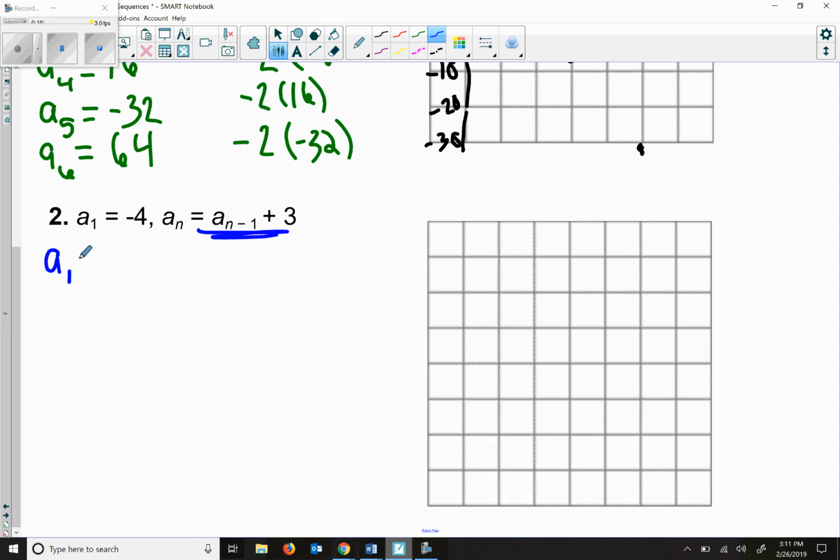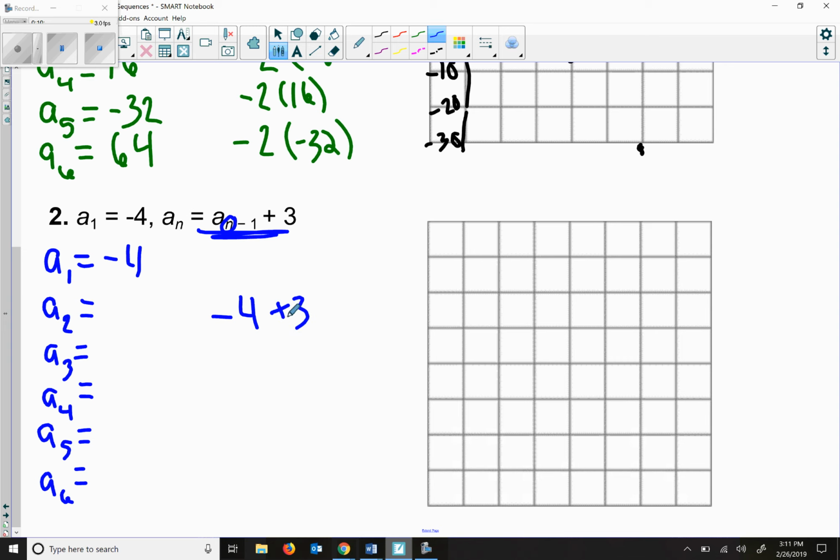Again, just kind of getting ourselves ready. Our first term is -4. We're trying to find the first 6 terms. So a sub 2, a sub 3, a sub 4, a sub 5, and a sub 6. So for our second term, we're just taking -4. Right, so instead of having a 2 there, that's 2 minus 1, which turns into 1. So that previous term plus 3. So our second term turns into -1.